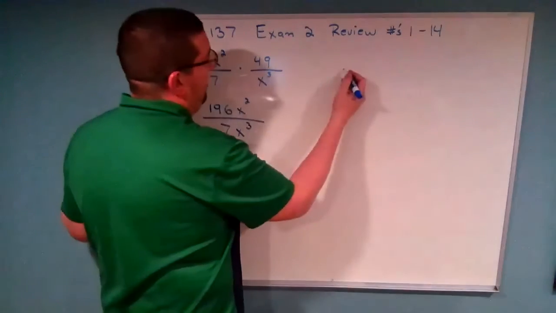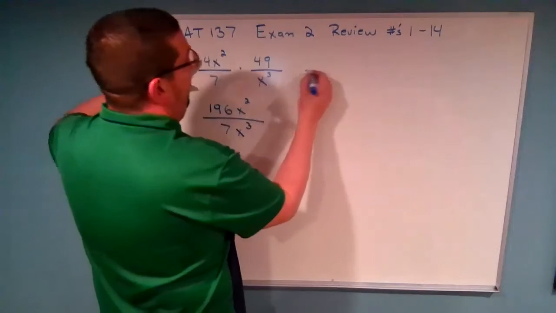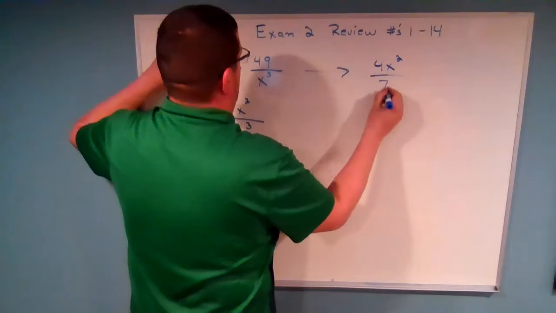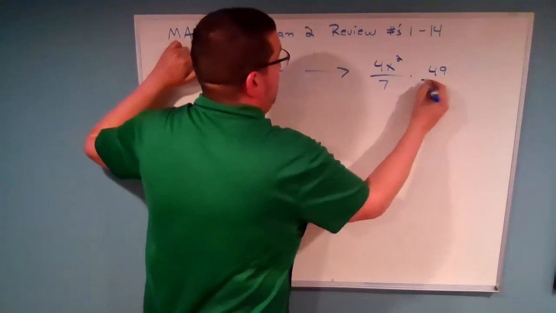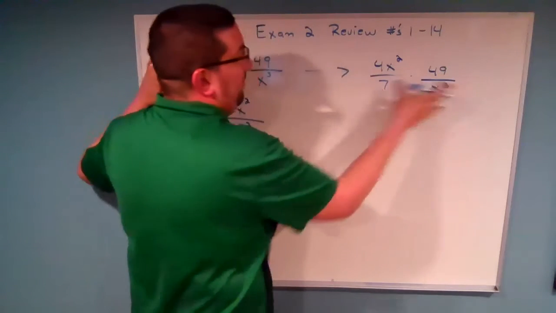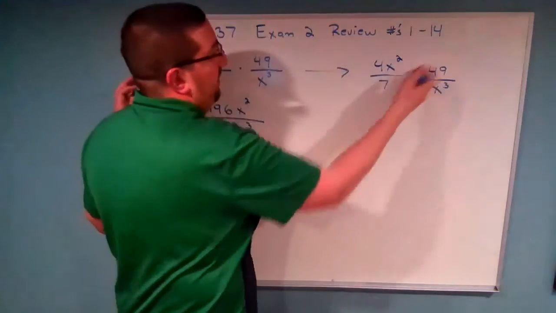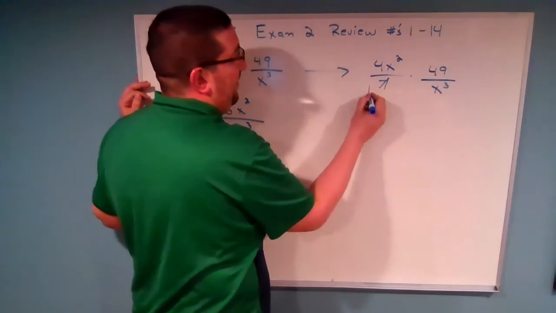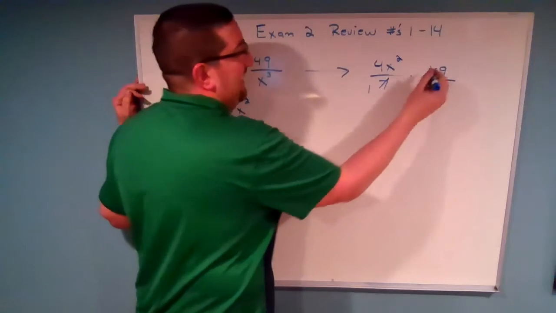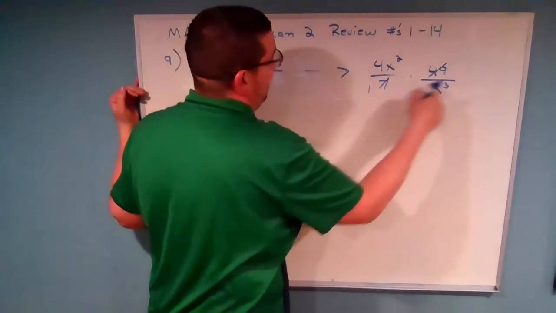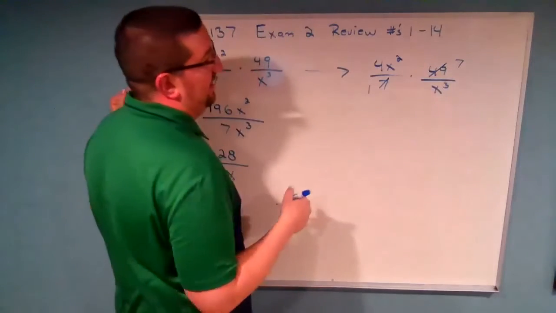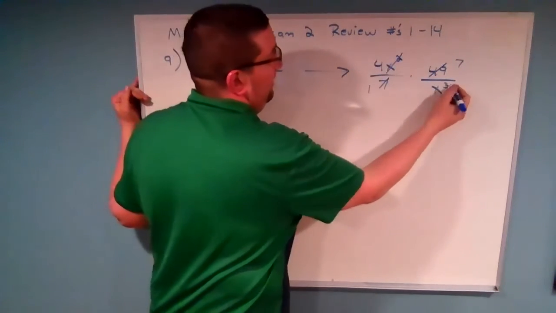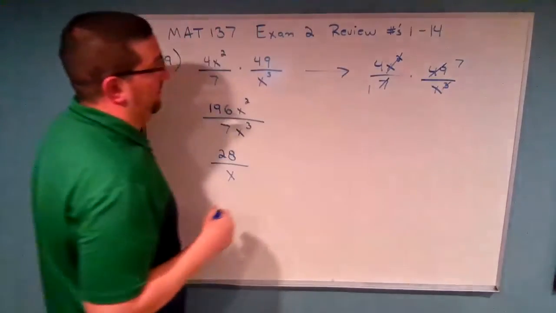Another way that you might want to go about it is right from the beginning. I'll write it again. Instead of multiplying them together, see what cancels. I have 49 and 7. I know that 7 goes into 7 one time, and 7 goes into 49 7 times. Then I have an x squared. That would cancel out 2 of the x's down here, leaving me with an x.